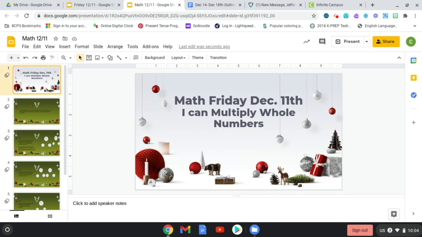And your learning target is I can multiply whole numbers. So we're still working on strategies for breaking apart whole numbers, okay? If you don't know 6 times 8, you could break 6 up into 5 and 1 and multiply them separately and then put them together at the end.